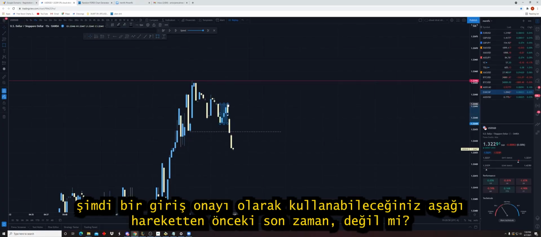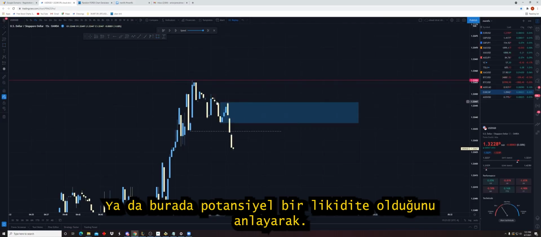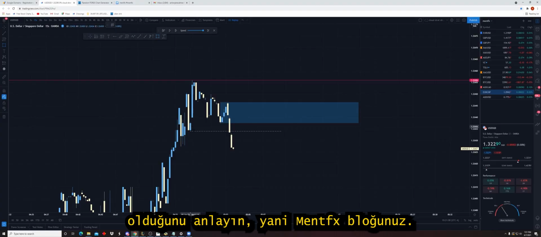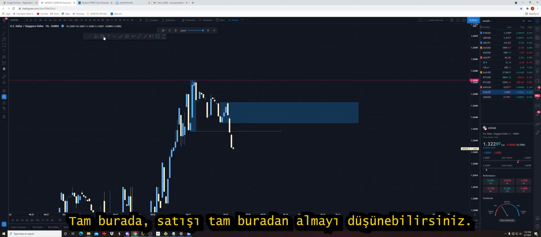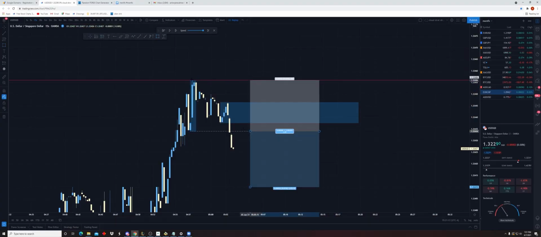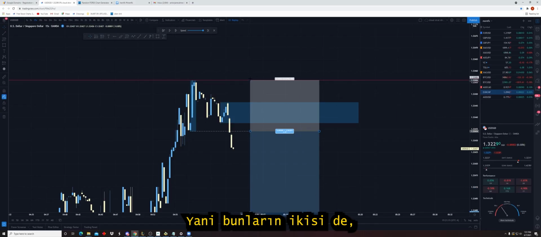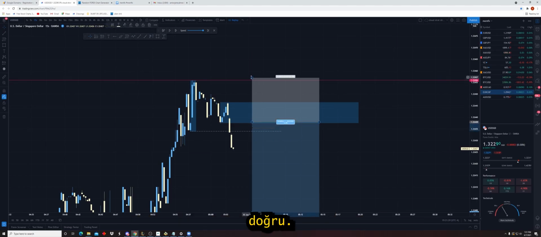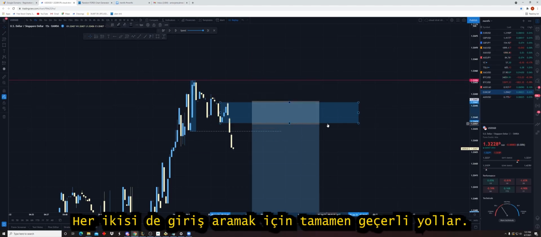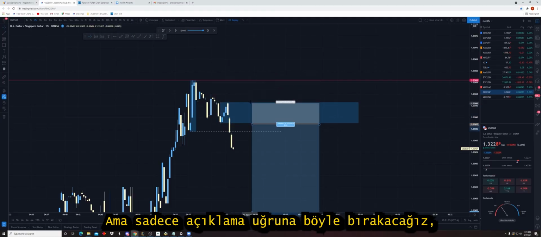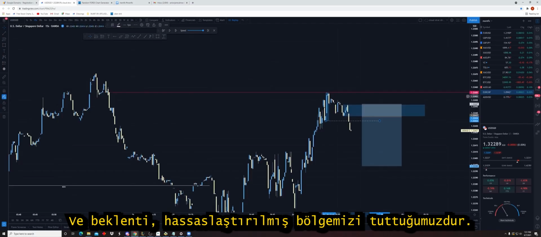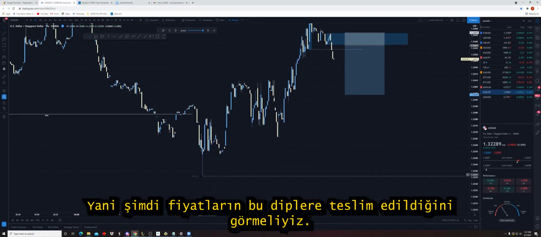So technically this is your last up move before the down move, which you can now use as an entry confirmation, right? Or understanding that there's some potential liquidity here and understanding this is your entire up move before the down move, which is your MentFX block right here. You can look to take the sell right here, right? So both of these, just like this, are valid, right? Just like that, or it's valid to do this as well. Right, both are fully valid ways to look for entry. This is much more risky. This is much better, but we'll leave it like this just for the sake of explaining, right? So this is a break of structure down, and the expectation is that we're holding our refined zone, so we should now see prices deliver to these lows.